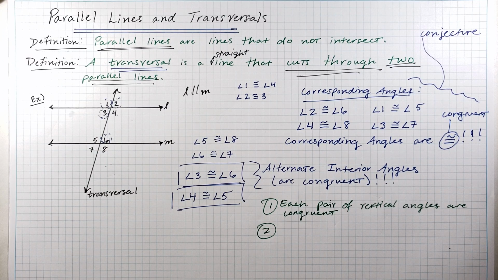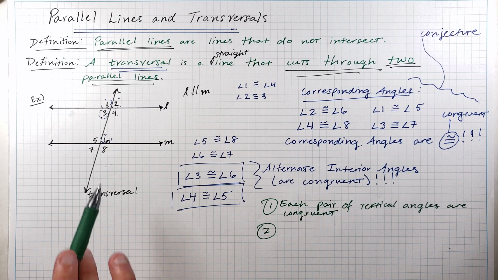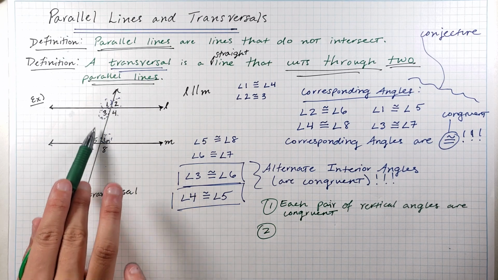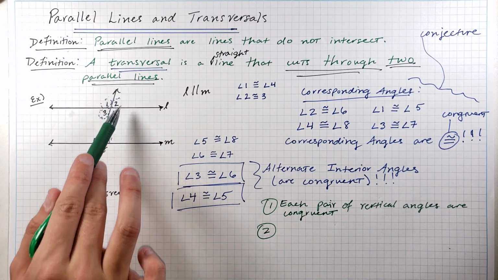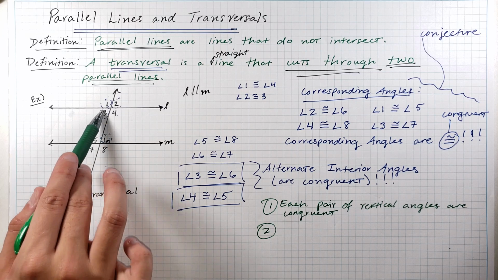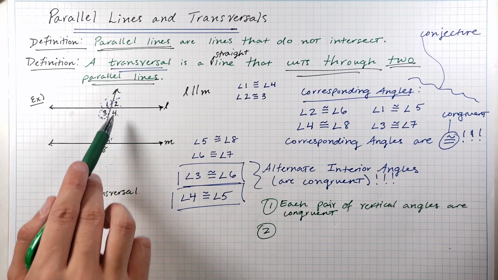What else did we learn in this video? We also learned that each pair of corresponding angles are congruent. 1 and 5 are congruent. 2 and 6 are congruent. 3 and 7 are congruent. 4 and 8 are congruent.